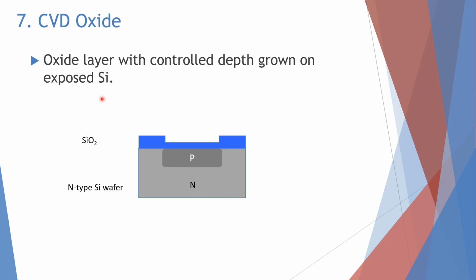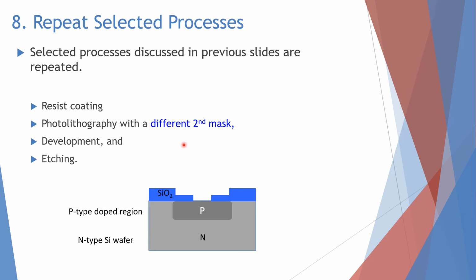After the process, again we have to perform the CVD oxide layer. So this outside layer will control the depth grown on the exposed Si. Okay, so now we want to close it back. Then the process will be repeated.